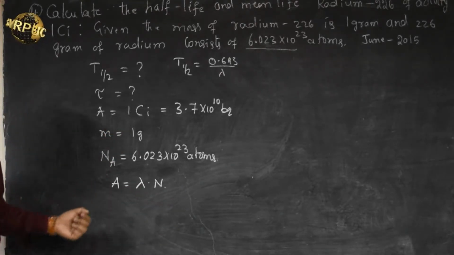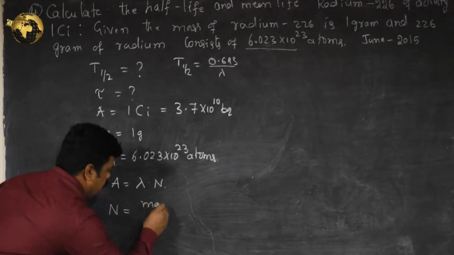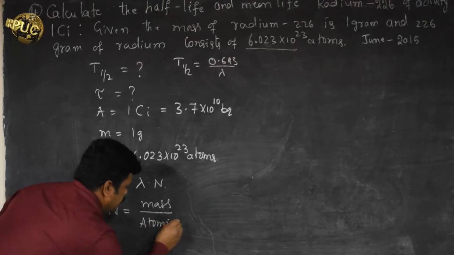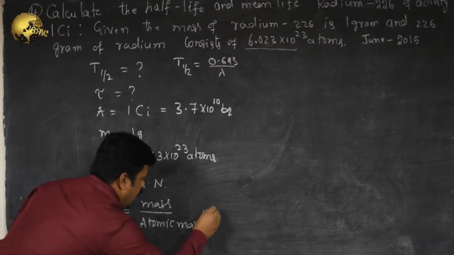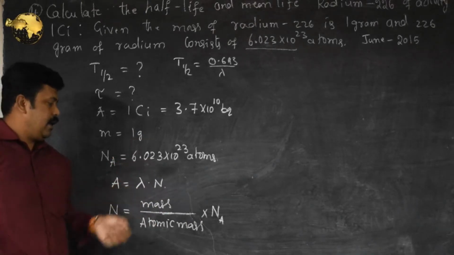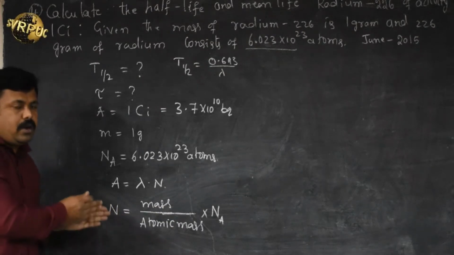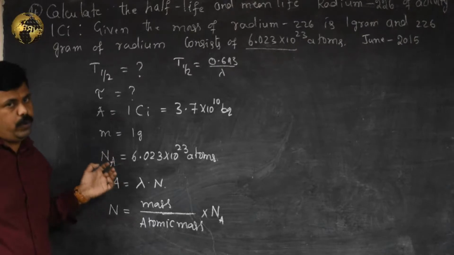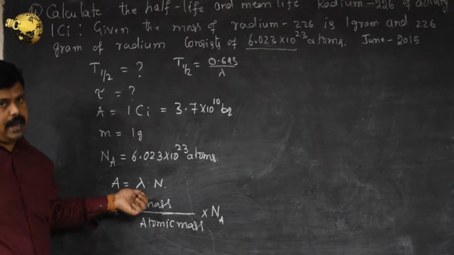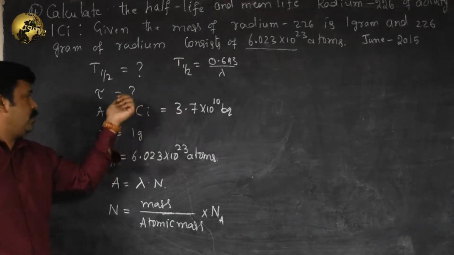So how to find out N? Yes, N can be found by taking the mass of given sample divided by atomic mass and multiplied by Avogadro number. So by taking the mass and dividing it by atomic mass of the radium and multiplying it with the Avogadro number, we are able to calculate the number of atoms in the given mass of radium 226. So I calculate N and I have already A, then I can find out lambda. If I find out lambda, I am able to find out the half life and then mean life.